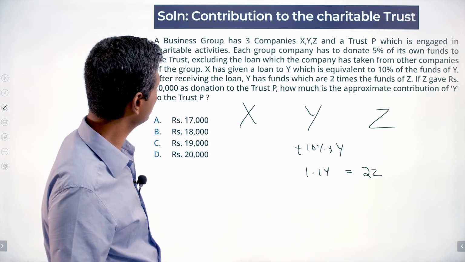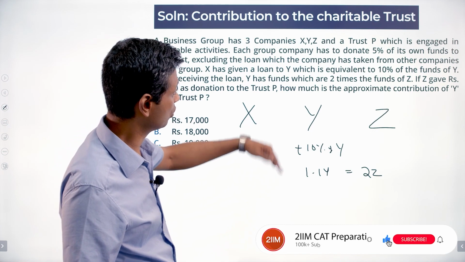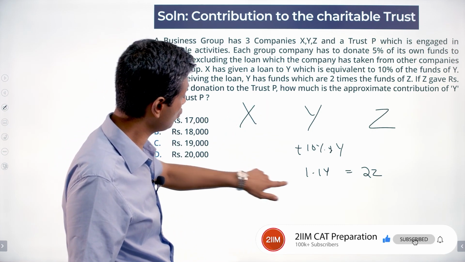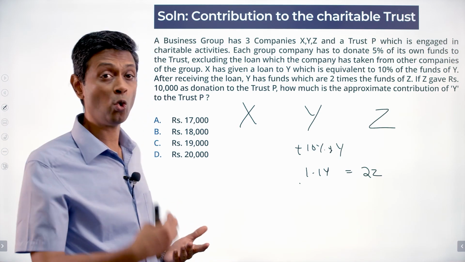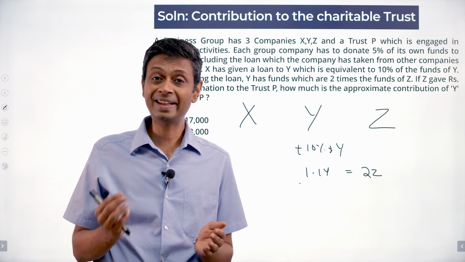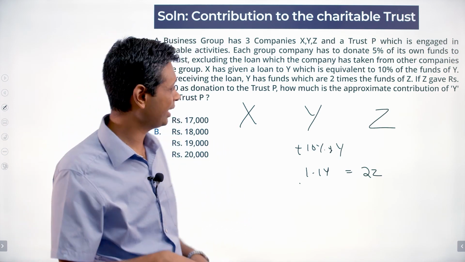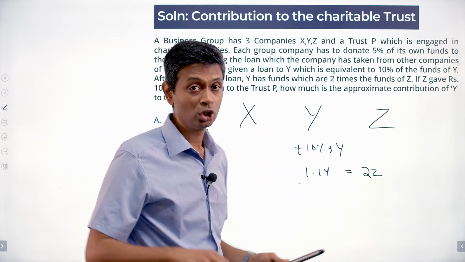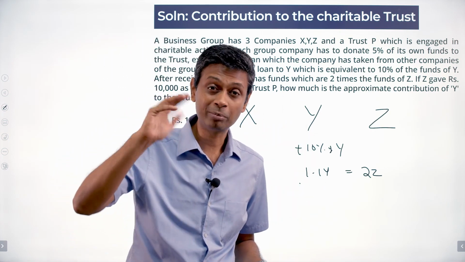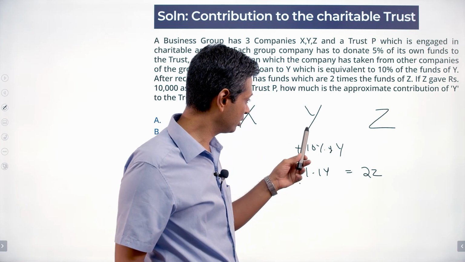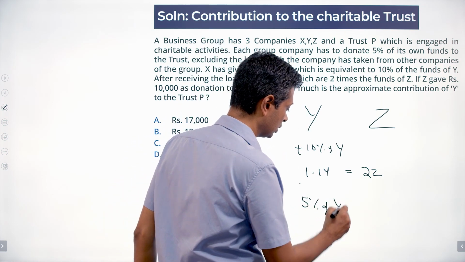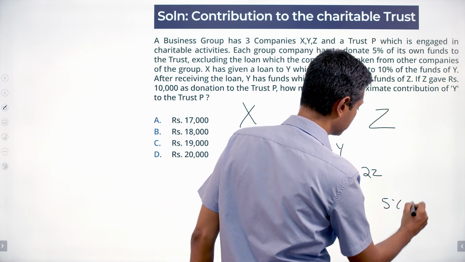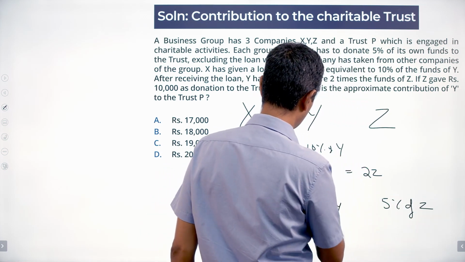The key point here, the company will have to give 5% of Y and not 5% of 1.1 Y, because they should give 5% of their own funds, not funds that they get after taking the loan. So taking 10% of Y from X, you're not going to give 5% of that 10%. So finally, this company will give 5% of Y. This company has given 5% of Z. And 1.1 Y equal to 2Z.